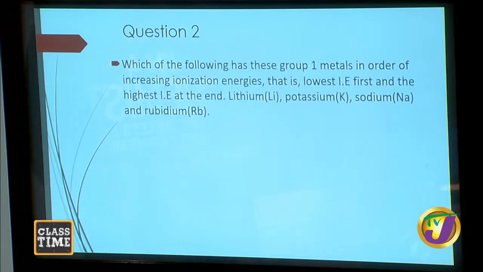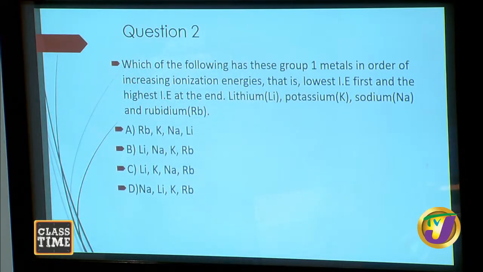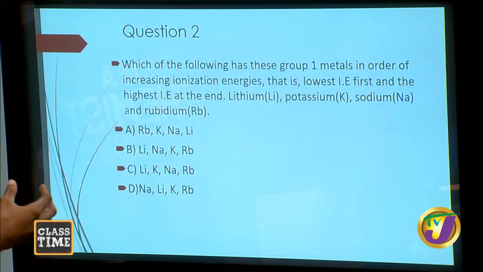Let's take a look at the other question. Which of the following has these group 1 metals in order of increasing ionization energies? That is, the lowest ionization energy first and the highest ionization energy at the end. Now we have lithium, potassium, sodium, and rubidium. Now I know that lithium has the highest ionization energy there because lithium is the smallest. Therefore, the valence electron is closest to the nucleus. Thus, that valence electron would be very hard to lose.